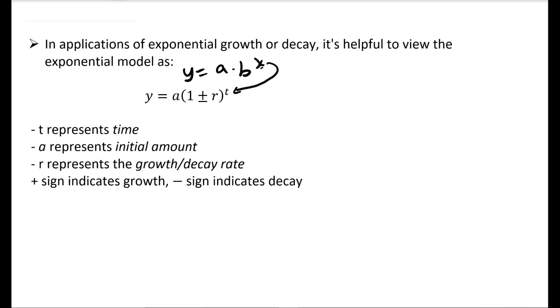In order to express growth or decay, we replace b with the expression 1 plus or minus r. The t represents time, a represents the initial amount, and r represents the growth or decay rate. So how fast is it growing or how fast is it decaying? Usually it's given as a decimal because the rate is given as a percent, like a 5% increase. The plus sign indicates that we're using an exponential growth model, and a minus sign indicates a decay model.